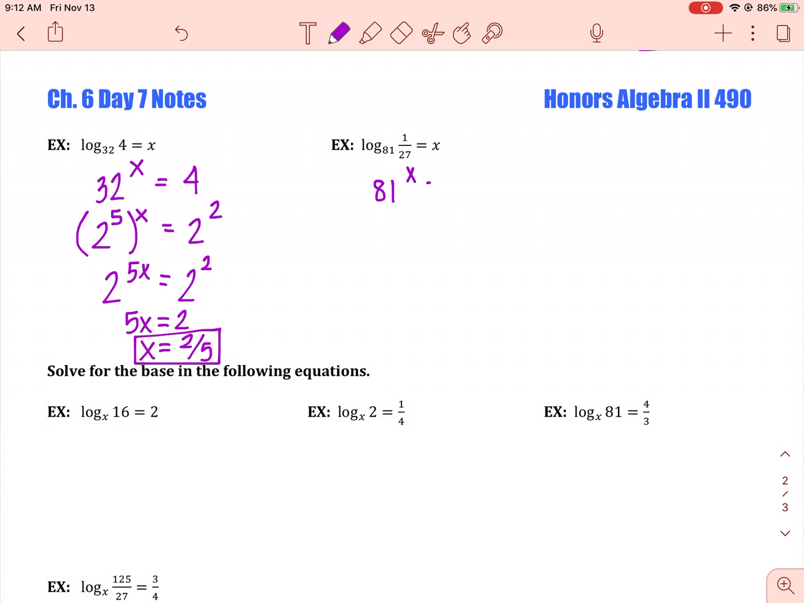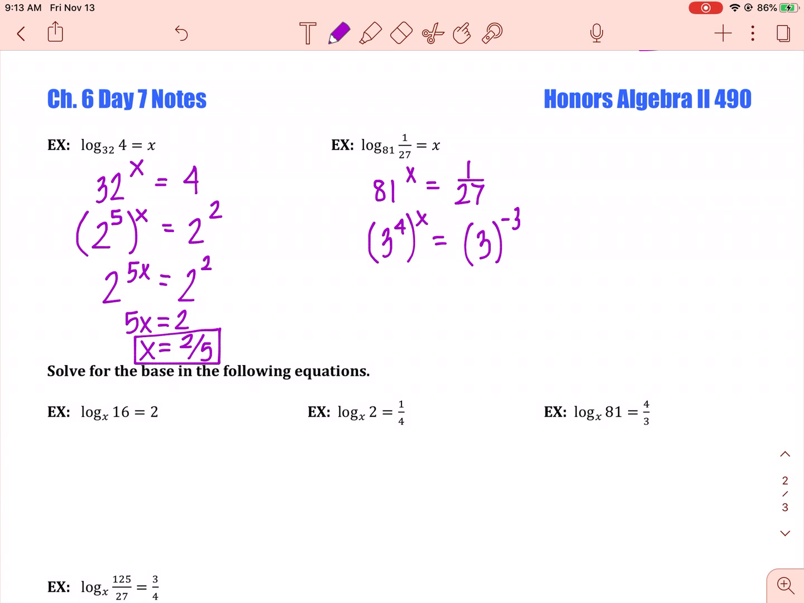81 raised to the x would equal 1 over 27. Please pause, try it on your own. Hopefully you paused and we realized 81 and 27 share a common base of 3. So you'll have 3 raised to the 4th power is equal to 81. And 3 raised to the negative 3rd power is 1 over 27.